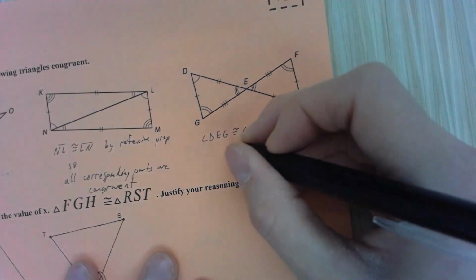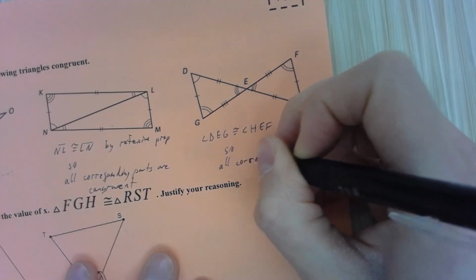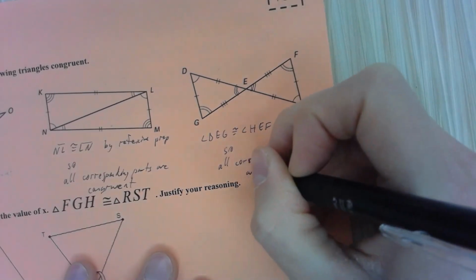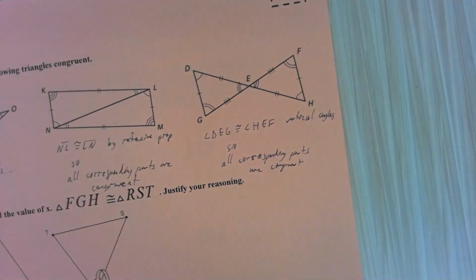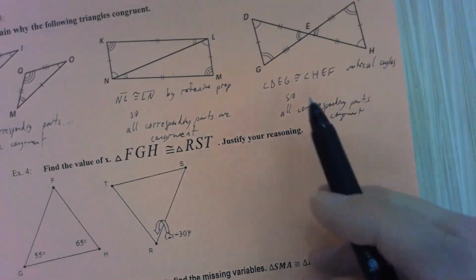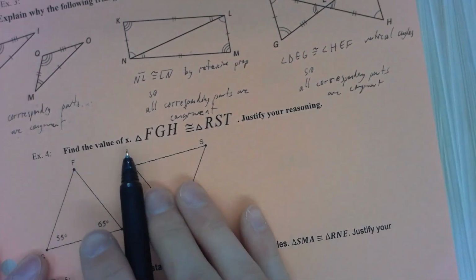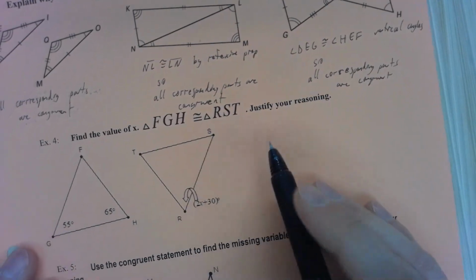And now we know all corresponding parts are congruent. So not only the labeled ones, but the unlabeled ones as well. This one: find the value of x given that these triangles are congruent.